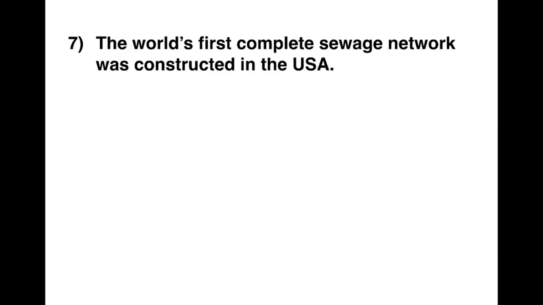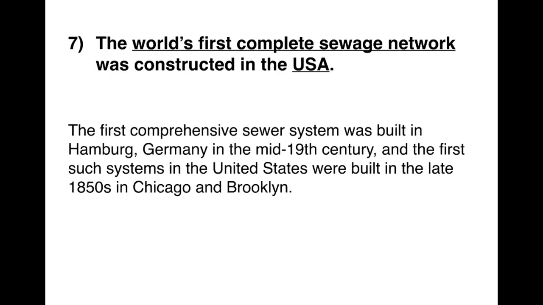Finally, number 7, the world's first complete sewage network was constructed in the USA. You're looking for the world's first complete sewage network, and was it in the USA? Here's the part of the text that you needed. The first comprehensive sewer system was built in Hamburg. That tells you everything. The first one was in Hamburg, Germany, not in the USA. Even though the United States is mentioned, it's clear that the correct answer was Germany, Hamburg, so we have to put false for that one. That's the end of that exercise and my analysis of the answers.